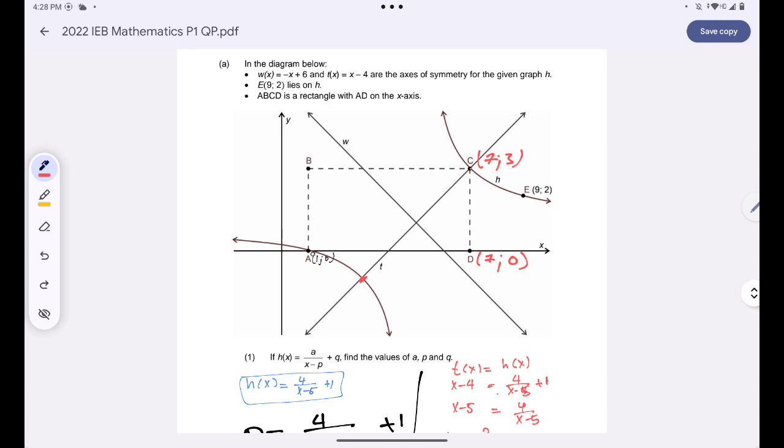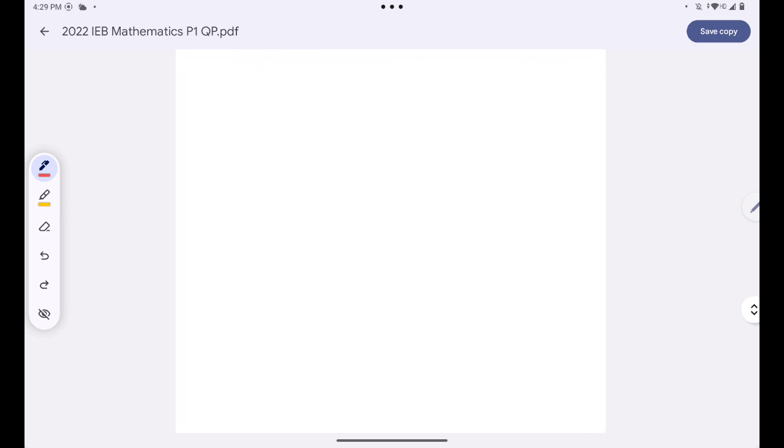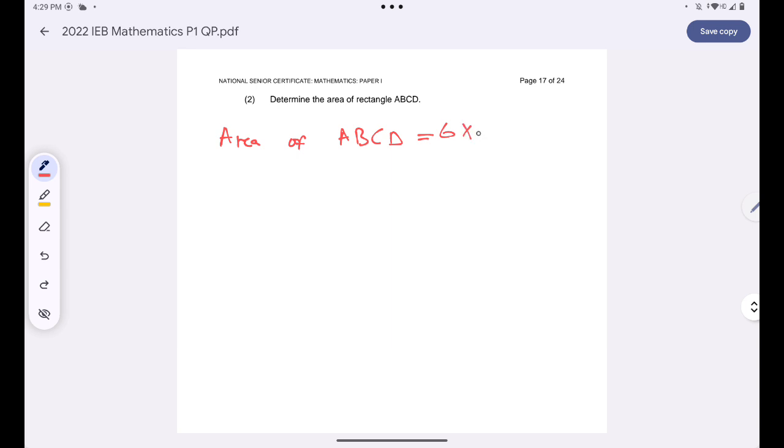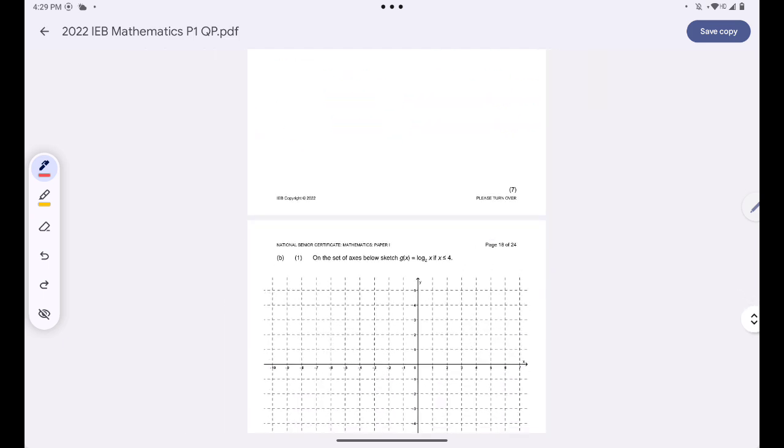Okay, so the distance of AD is 6 units. The distance of DC is 3 units. The area of a rectangle is length times height. That's 6 times 3, simply 18 square units. So the area of ABCD is simply 6 multiplied by 3, which is just 18 unit squared. That's how, guys, we would have tackled the question.